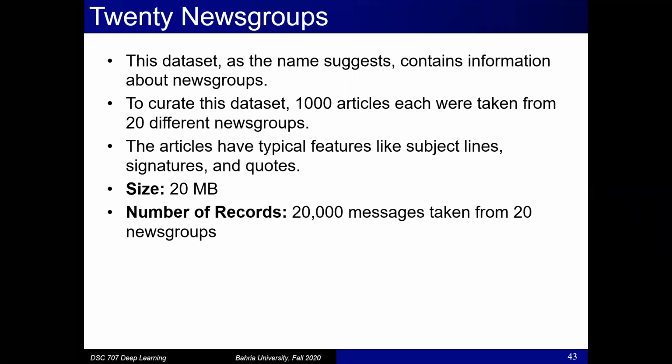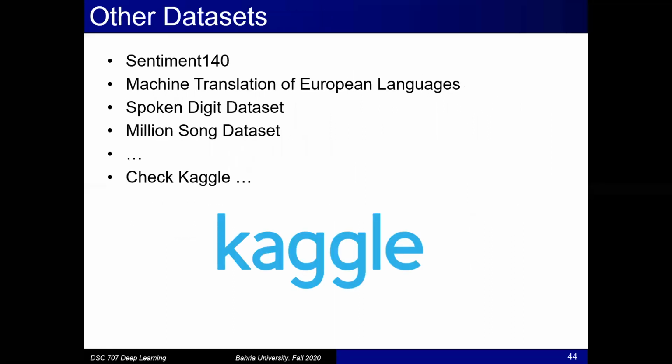So this is again a data set that you can use to test your algorithms which are solving some NLP problem. Other than that, there are many data sets available, like for sentiment classification, machine translation, song data set, and so on. If you are interested in data sets, a very good resource is Kaggle. You can always go to Kaggle and see what the new competitions are and what new data sets people are making available.